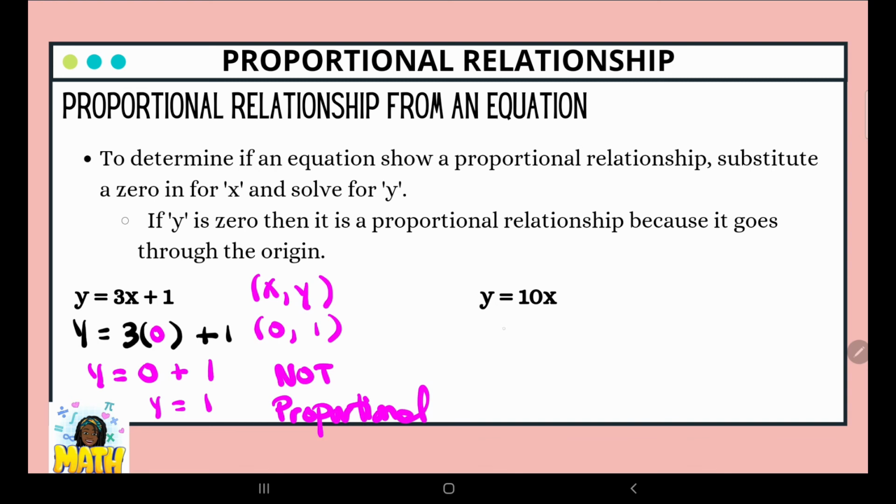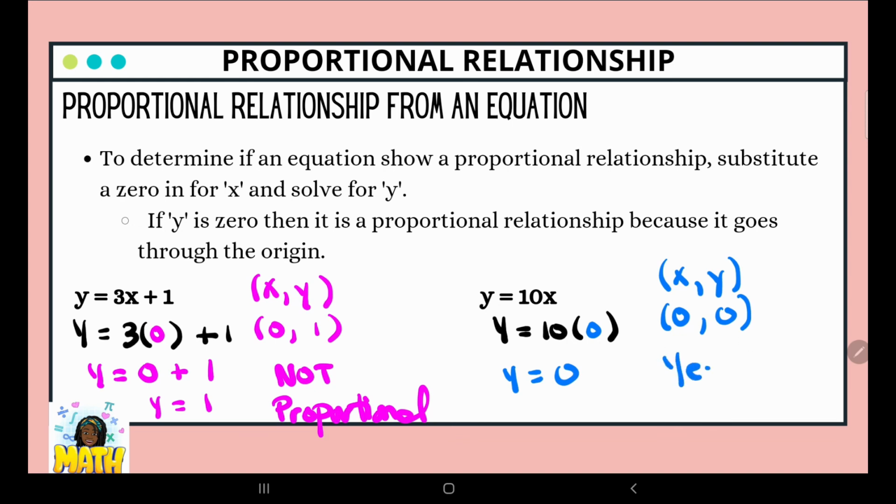Let's do the same thing for the next one. So y equals 10, and in place of x, I'm going to put a parentheses because I'm going to plug in the number 0. y is equal to 10 times 0, which is 0. So here again, taking into account my x and my y, I plugged in x as 0, and when I solved it, I got y as 0. So here I have the point 0, 0. This is the location of the origin, so yes, this relationship is proportional.